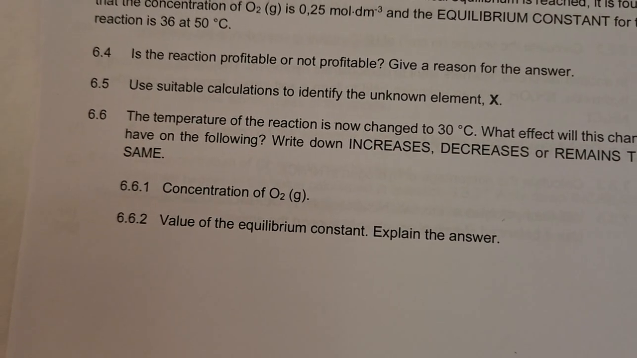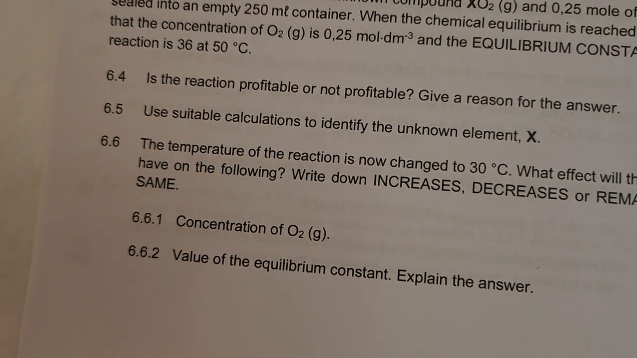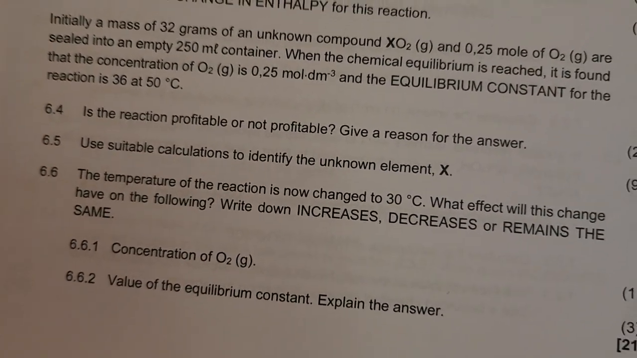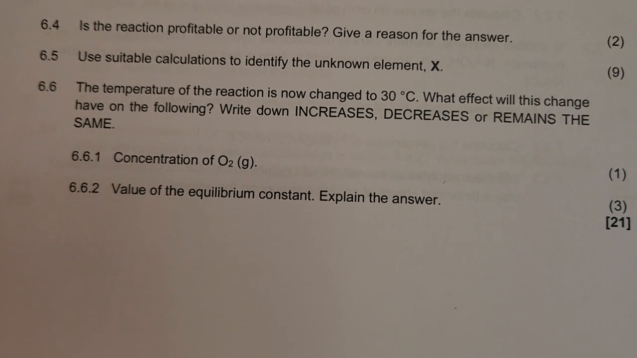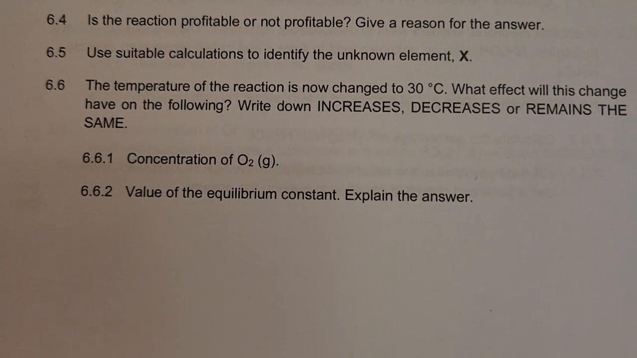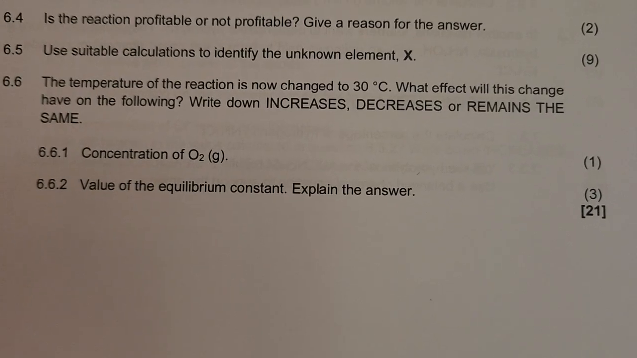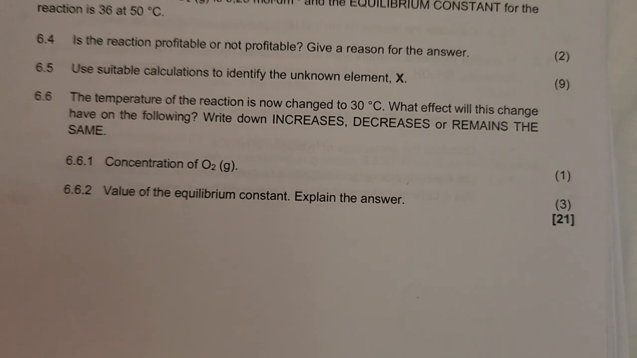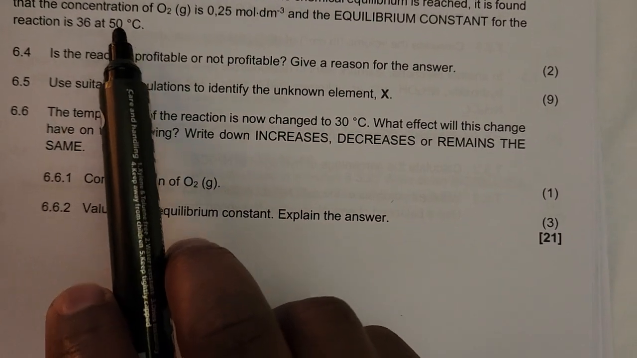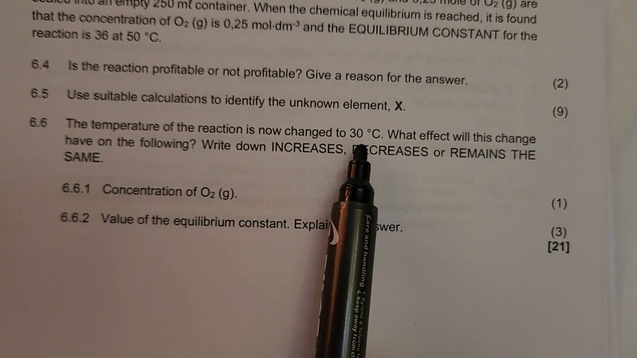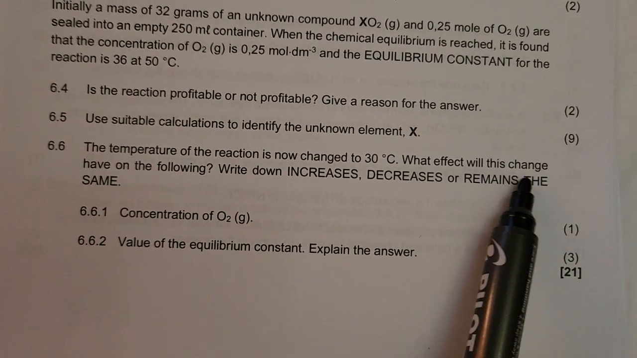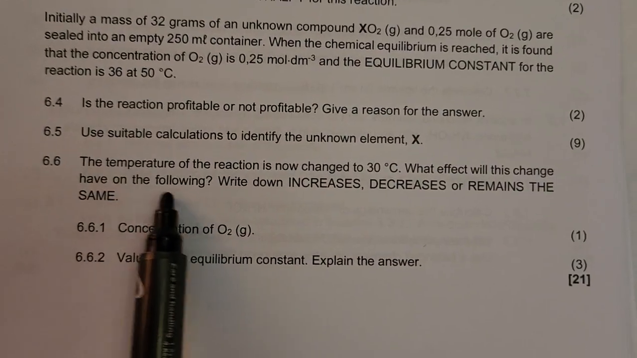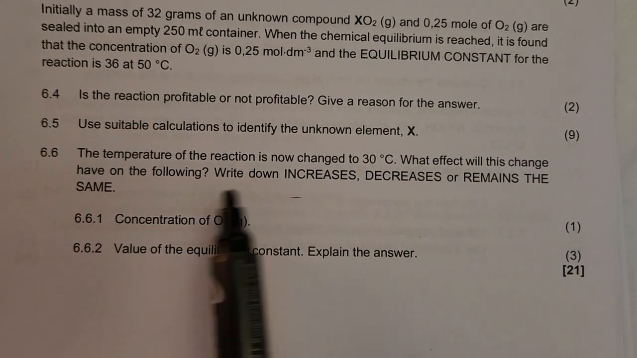Now we come to the last 2 questions, 6.6. They say to us, the temperature of the reaction is now changed to 30 degrees. Remember, the equilibrium was at 50. Now we move to 30. What happens? It means that the temperature was decreased. What effect will this change have on the following? Increase, decrease, or remain the same?